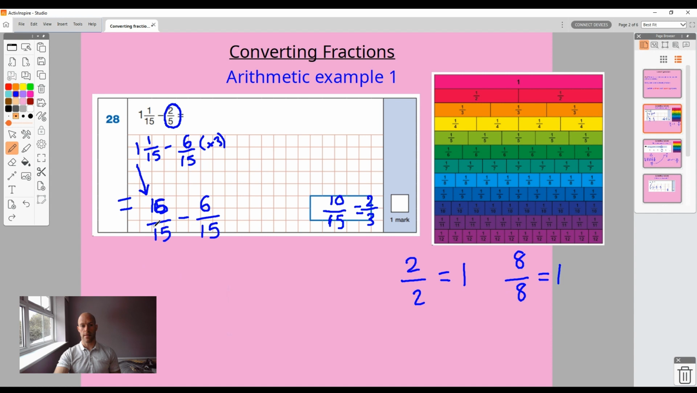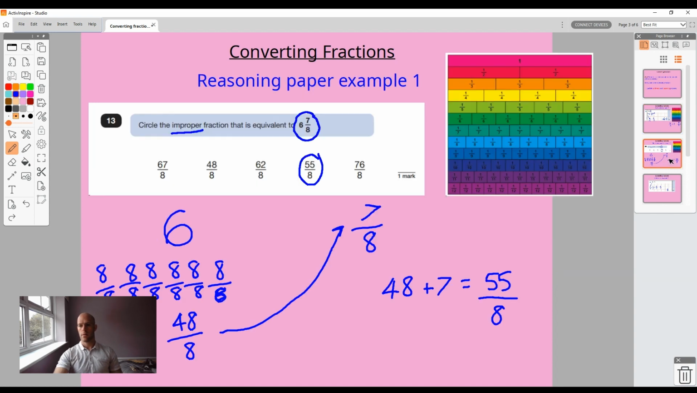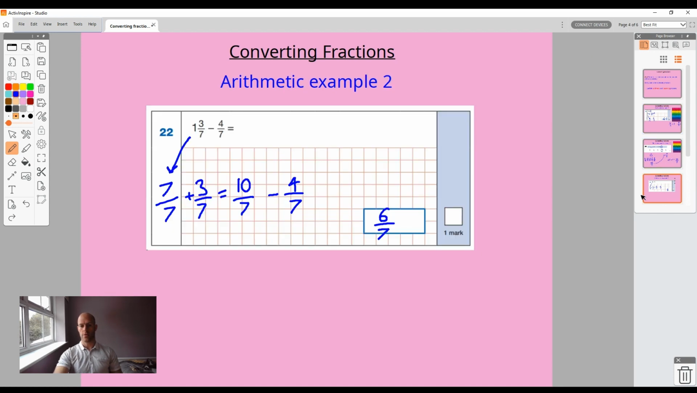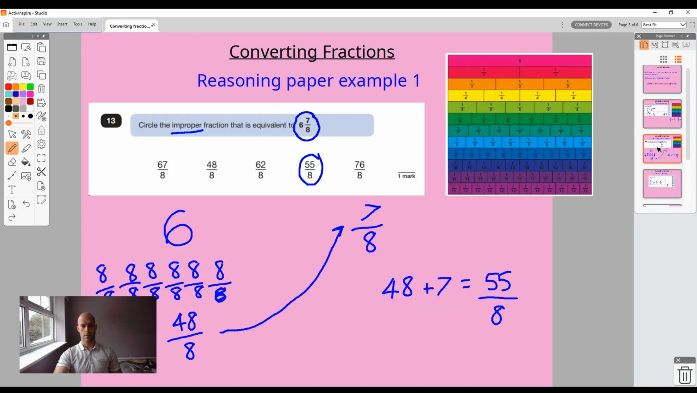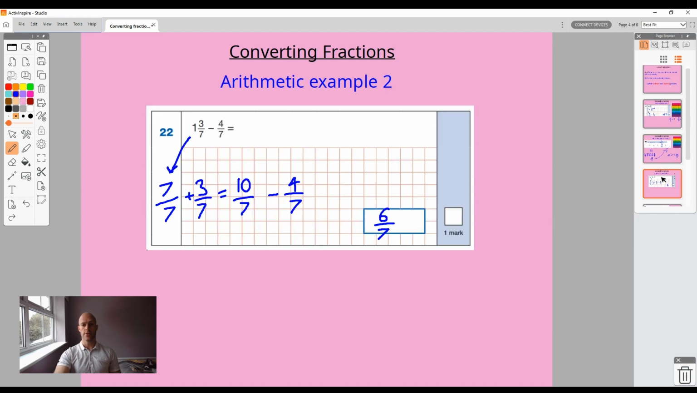Whether it's into 15ths, break that whole one up. Imagine the £10 note broken into £10. And you're just splitting it up. It doesn't change what it is, it just represents it in a different way. And you can see that applications are everywhere. There's an arithmetic question there. You're going to get at least one question that you're going to need to convert a fraction within on both your arithmetic and your reasoning papers at Key Stage 2 level.